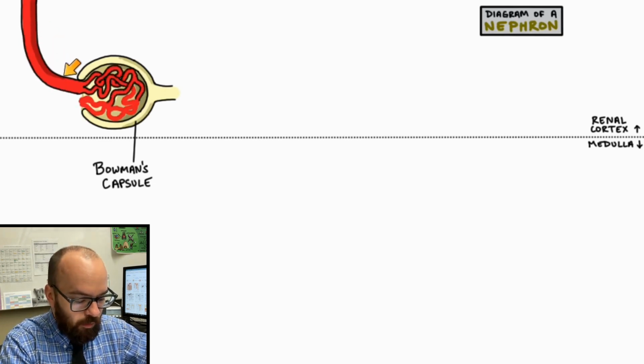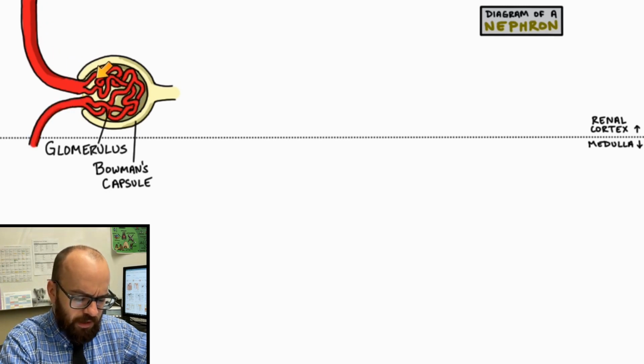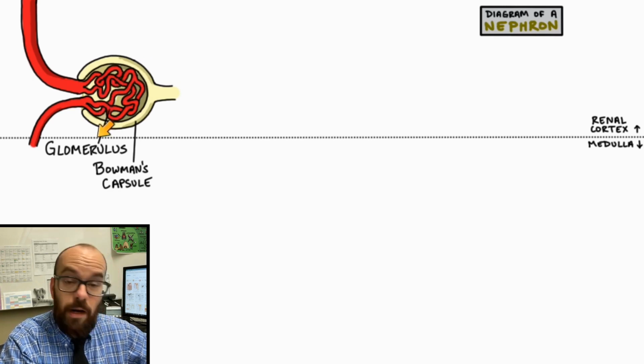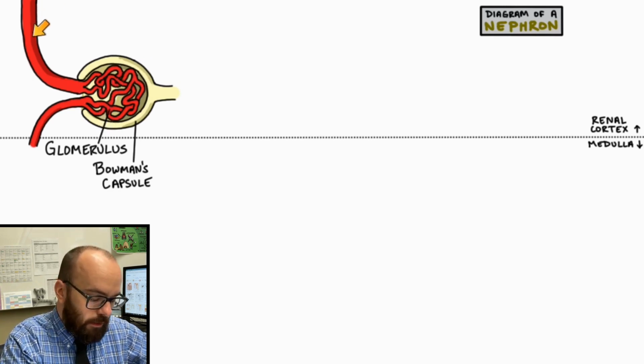And if you notice here, once that renal artery gets to the Bowman's capsule, it's going to kind of split into a couple sections and sort of form this thin coiled section of artery here that kind of bunches up in a ball like this inside of the Bowman's capsule. Now that bunch of artery is called the glomerulus. So blood will come in through this branch of the renal artery into the glomerulus.